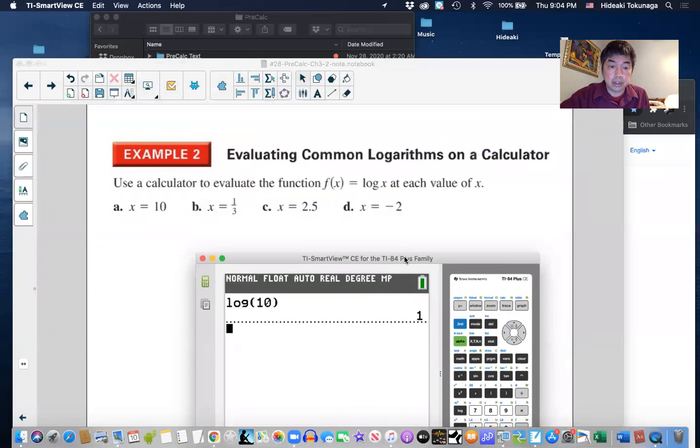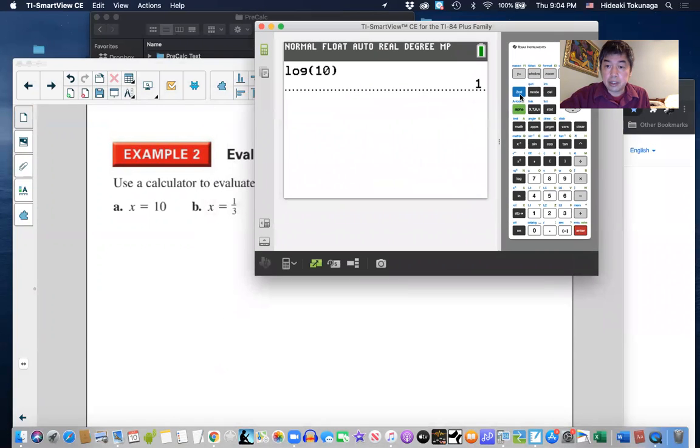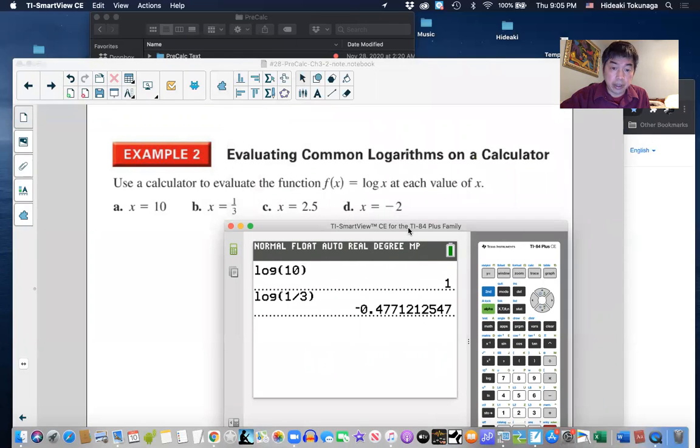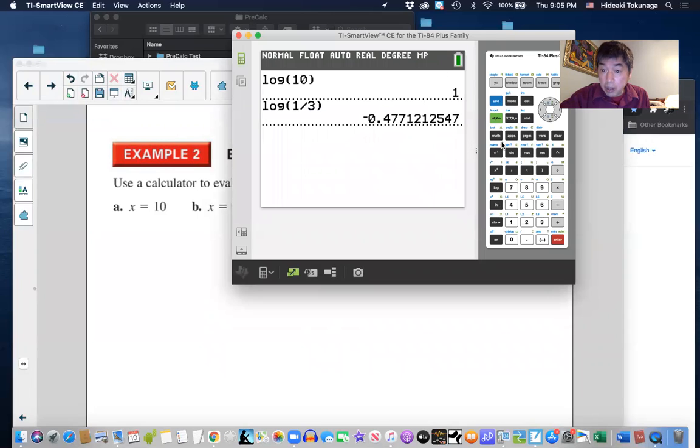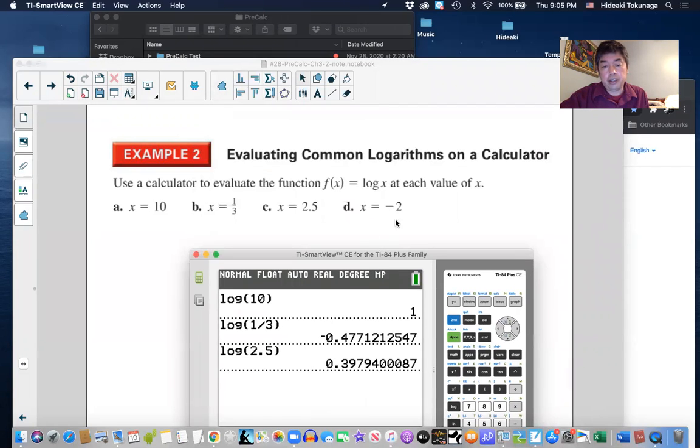Next question, log base 10 again, so log 1/3. You have to enter 1 divided by 3 and close it. Okay? Now letter C, log 2.5 and 3 here, okay? Now the last one is a little tricky.